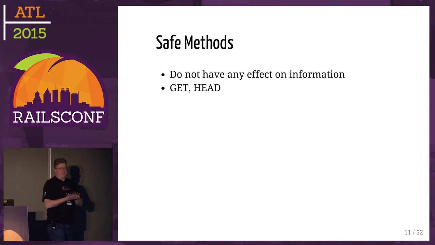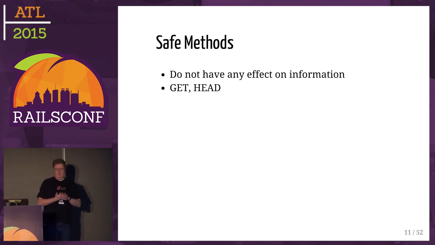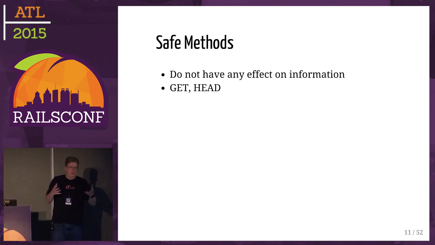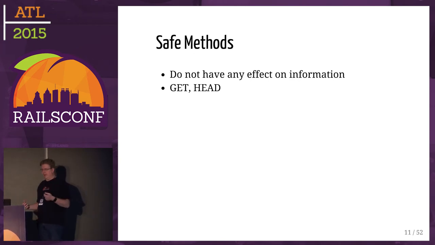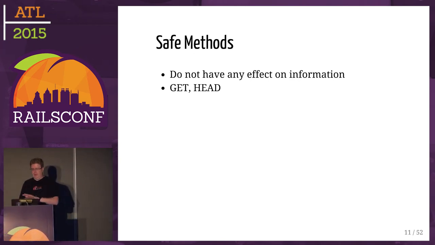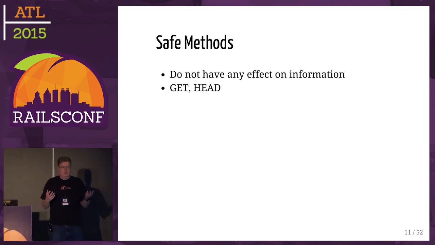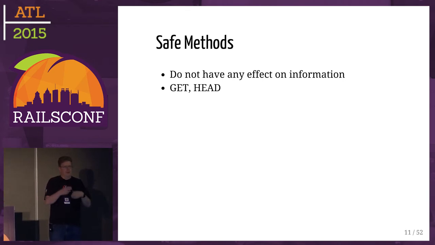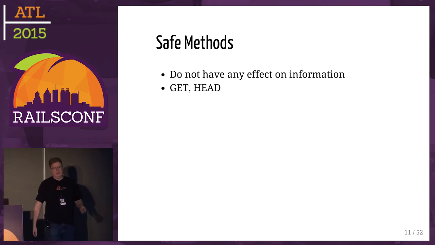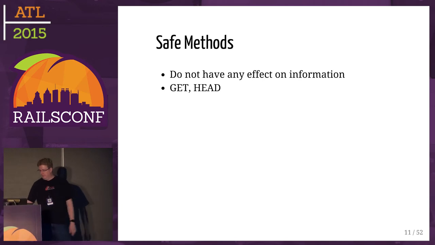There's a concept of safe methods. So safe methods don't have any effect on information. When I talked about the POST, it changes something. When you submit a form, it changes something on the server. A GET is not that case. So the takeaway here is don't have your app change things when you do a GET, because when Google comes scraping your site, it's going to do GETs on your site. If your site changes something on the back end, you're going to have a bad day. So just keep safety in mind.